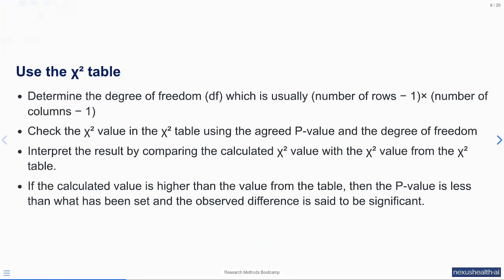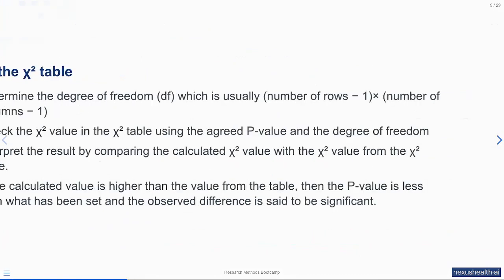We next determine the degrees of freedom, which is given to us by the number of rows minus 1 times the number of columns minus 1. And then we check the chi-square value in the chi-square table using the agreed p-value and the degree of freedom. We then interpret the result by comparing the calculated chi-square value with the chi-square value from the chi-square table. If the calculated value is higher than the value from the table, then we can say the p-value is less than what has been set, and the observed difference is said to be significant.